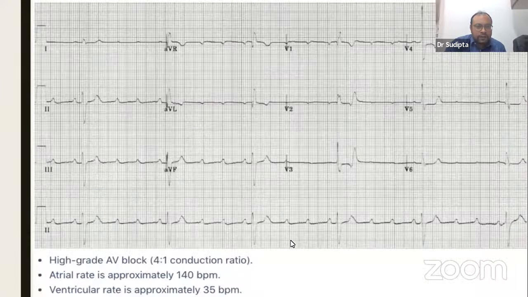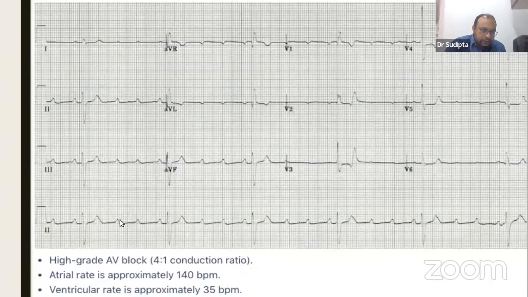And here, this is a high-grade AV block where more than one P wave is not conducted. So here we can see one, two, and here one. So three P waves are not conducted while one P wave is conducted. So you can tell it is a 4:1 AV block.